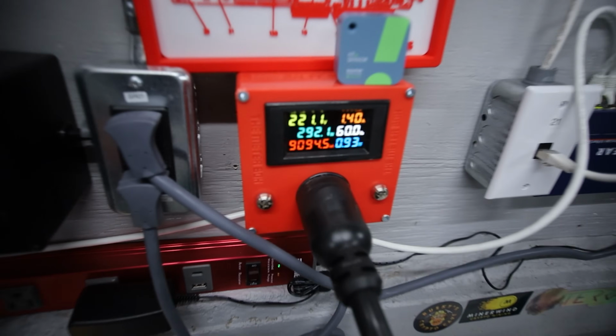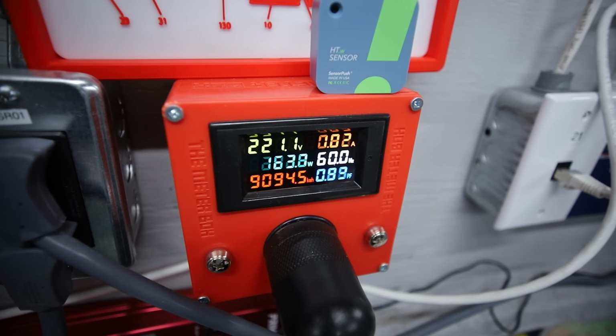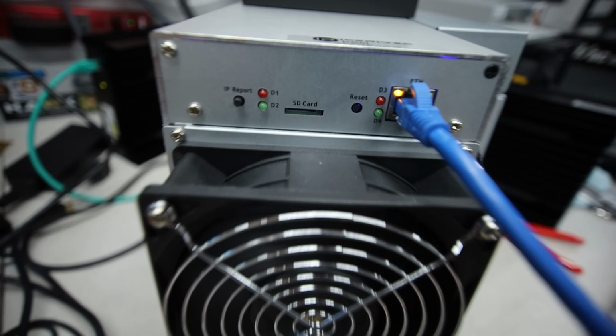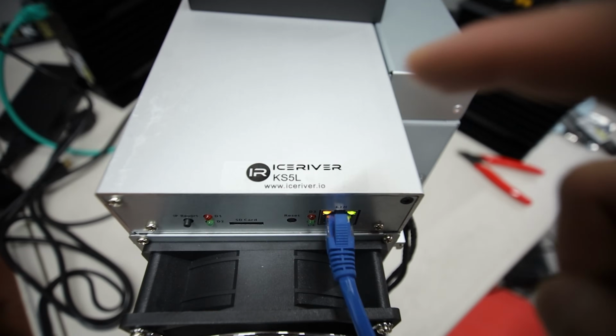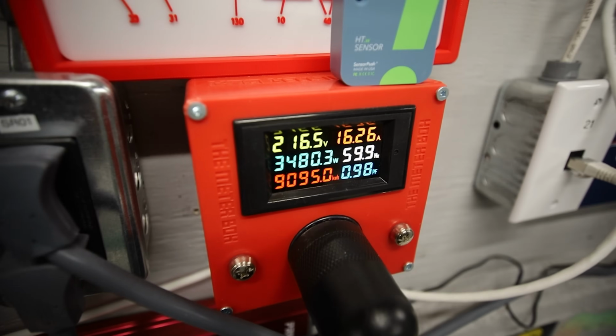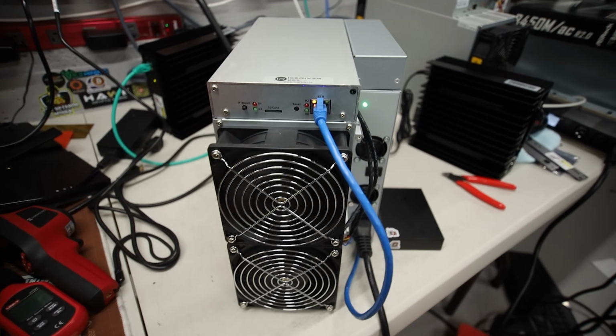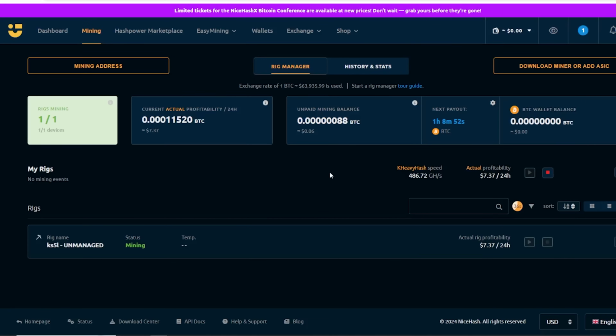Okay. All right, so let me go into the web GUI of the KS5L here. Looks like it's working. Okay, let me set up the NICEHASH. All right, it's mining to NICEHASH. Here we go, taking almost 3,500 watts. Looks good. So in the NICEHASH web GUI here, I've got the KS5L connected by itself. I made a brand new NICEHASH account for this.